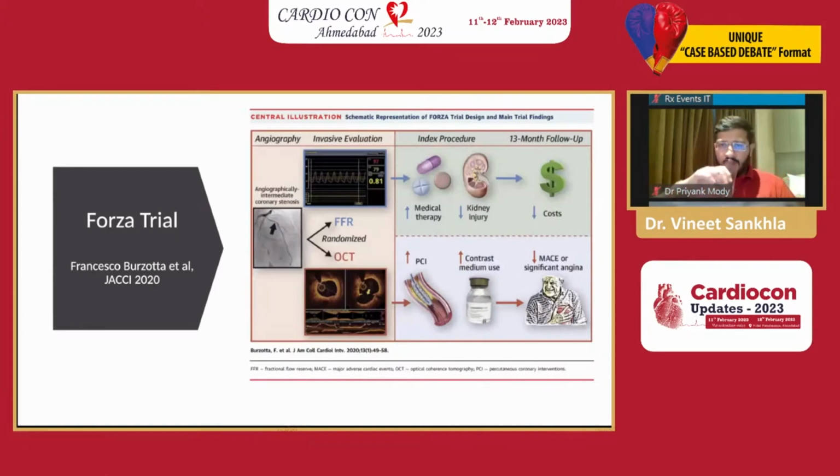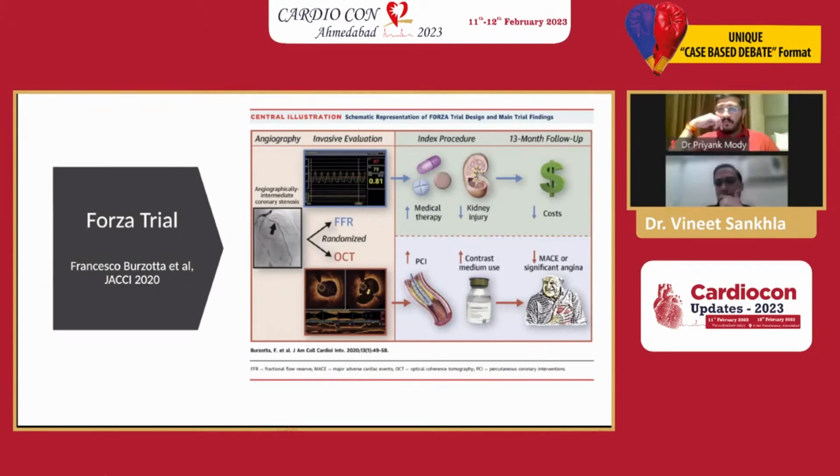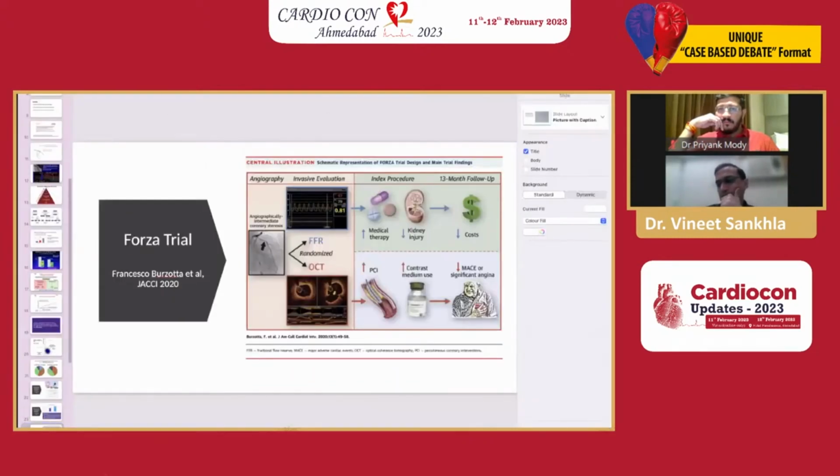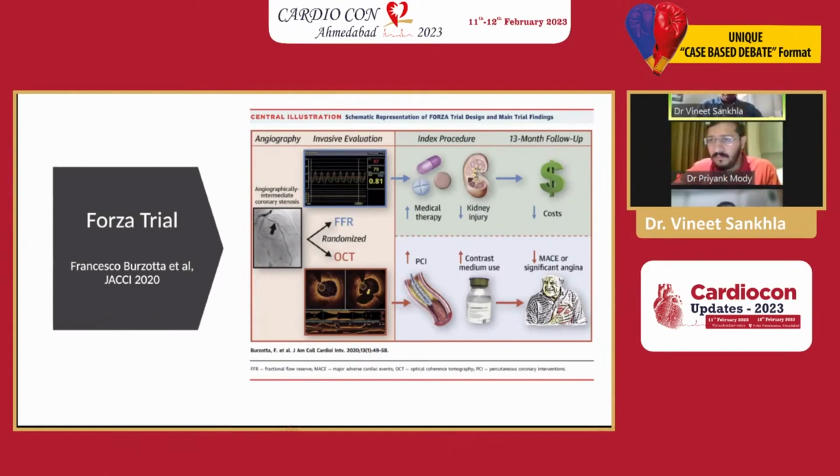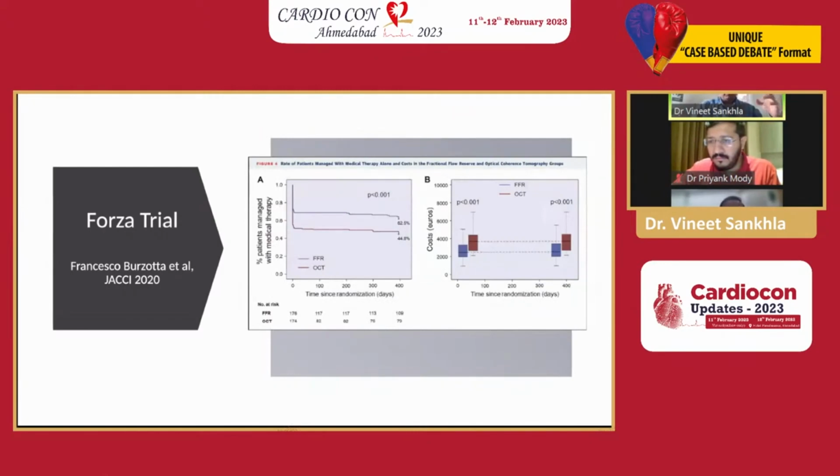Then there was one more trial called the FFR trial, in which physiology was compared with OCT, and this came in JACC Interventions. Of course, in this trial, physiology was compared with OCT, and it was proven that, again, with physiology there were more patients put on medical therapy as compared to interventions, again reducing the cost, reducing the extra number of stents used, reducing the length of the stents used, and reducing the kidney injury because of less contrast. There were more PCIs in the OCT group, and more contrast medium use. Of course, there was a decrease in MACE and significant angina with PCI because you offer more stents, but the cost, the kidney injuries and medical therapies were definitely much better with physiology studies.